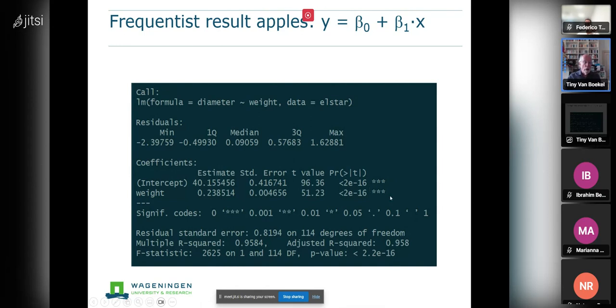So that is the difference between the Bayesian and the frequentist results. With the Bayesian result, you get much more insight in the behavior of your parameters. With the frequentist results, you just get numbers.